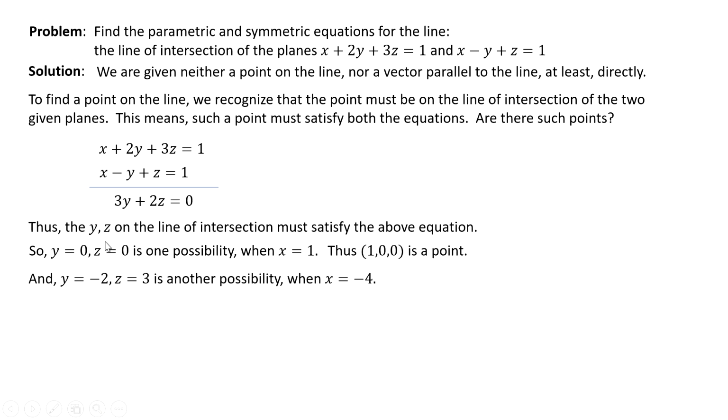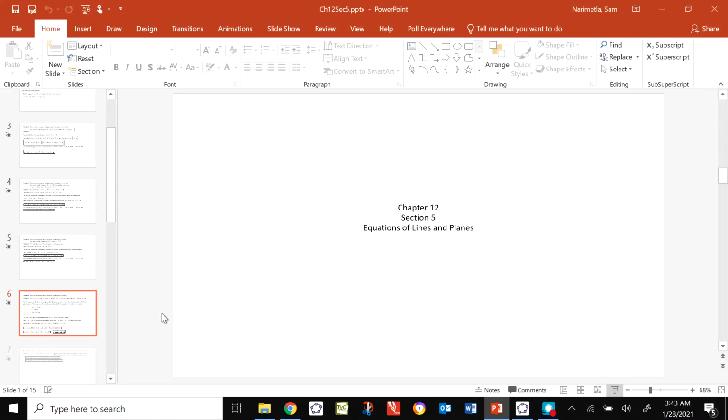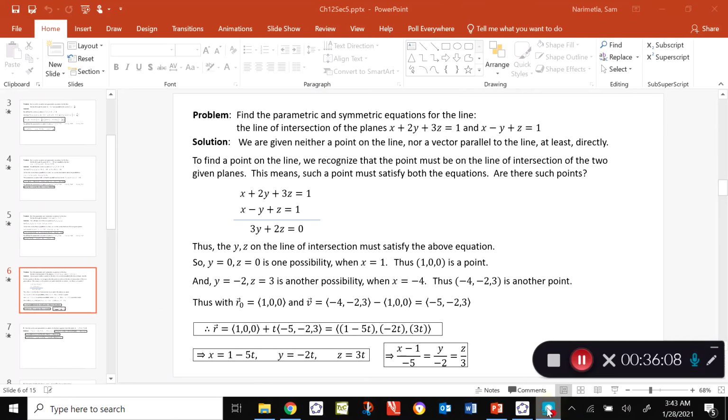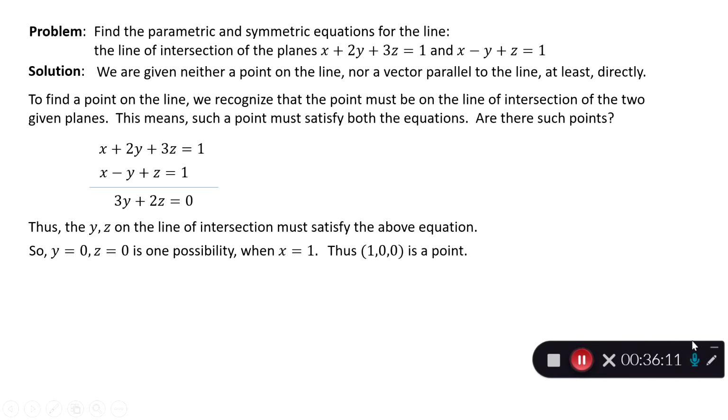Did I not copy? I think I picked different values. Okay, anyway. Come on, man. Let me pause here and download another one, please. I'm sorry. Okay, I'm back.